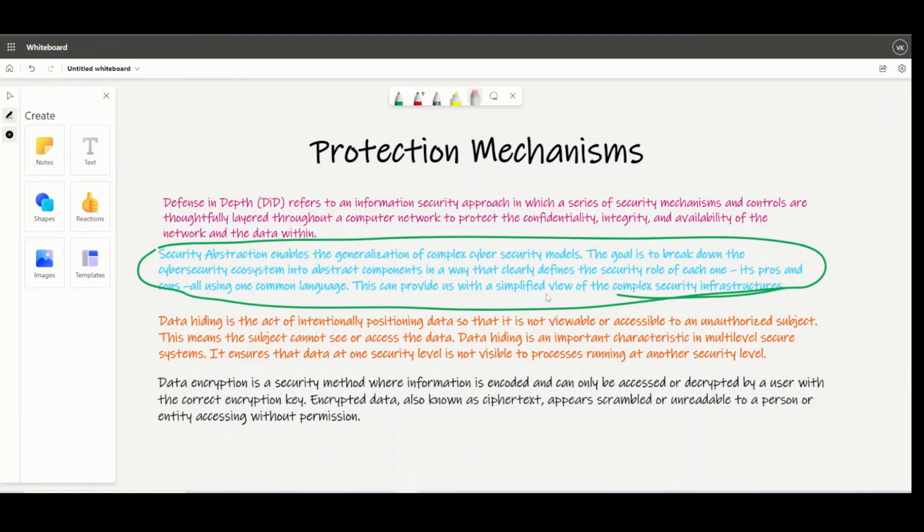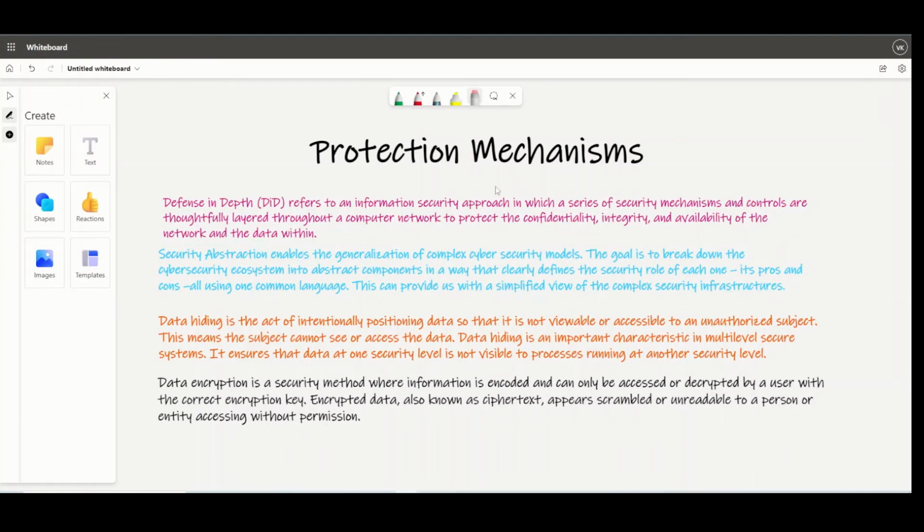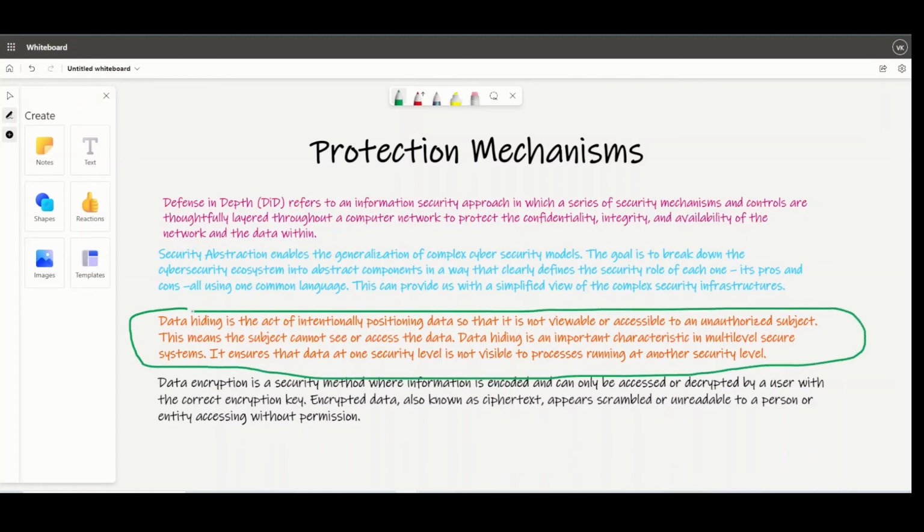The third topic of this session is data hiding. Data hiding is an act of intentionally positioning data so that it is not viewable or accessible to an unauthorized subject. This means the subject cannot see or access the data without permission. Data hiding is an important characteristic in multi-level security systems. It ensures that the data at one security level is not visible to processes running at another security level.